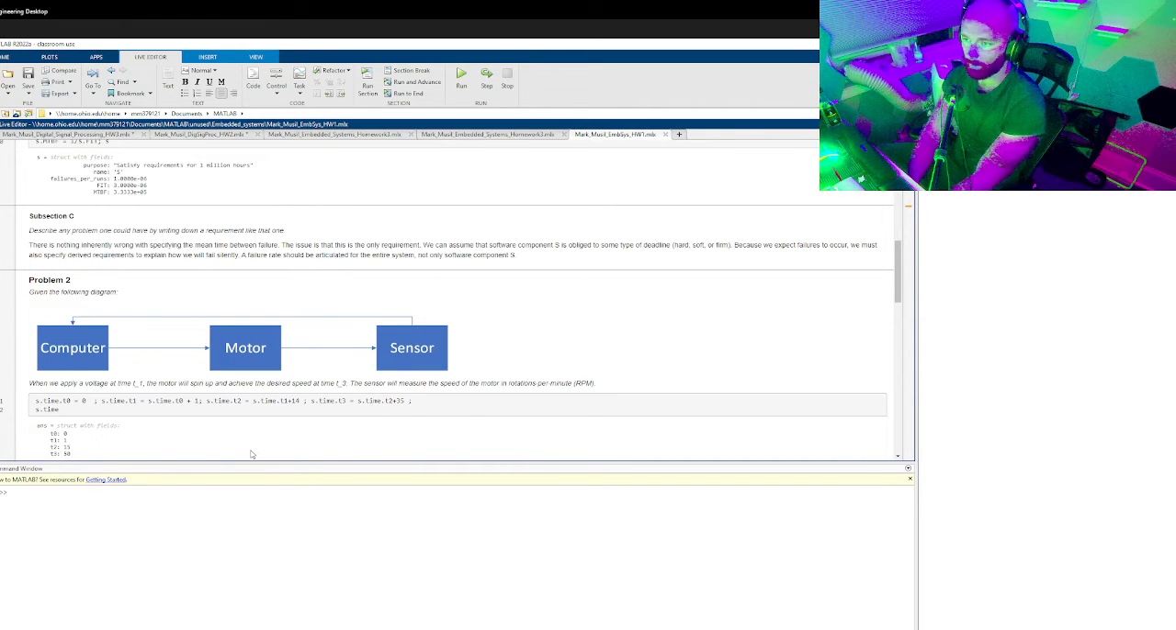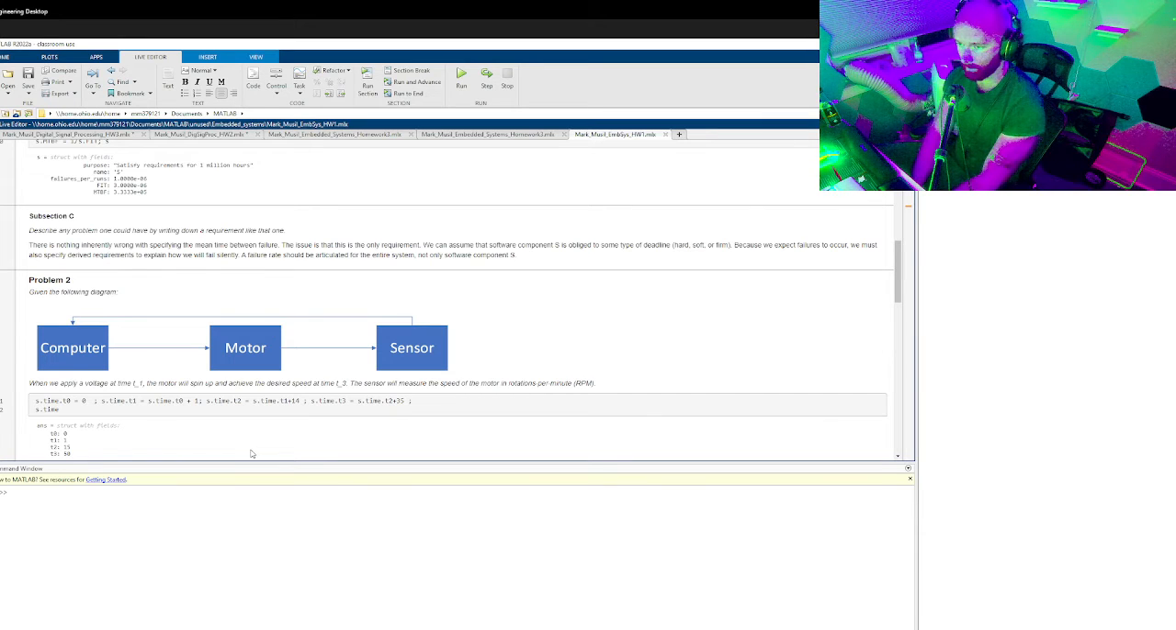All right, describe any problem one could have by writing down a requirement like that one. There's nothing inherently wrong with specifying the mean time between failure. The issue is that this is the only requirement. We can assume that the software component S is obliged to some type of deadline, hard, soft, or firm. Because we expect failures to occur, we must also specify derived requirements to explain how we will fail silently. A failure rate should be articulated for the entire system, not only software component S.